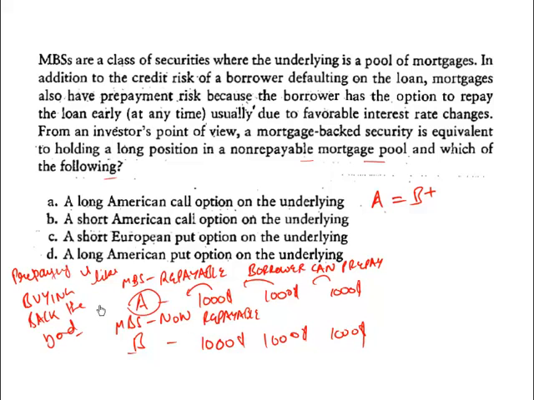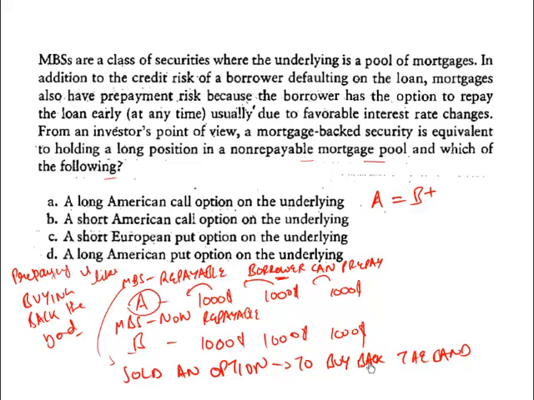That means you have given the borrower the option to buy back from you. Or in other words, you have sold an option, or you have given an option that allows the borrower to buy back the bond. The option to buy back or the option to buy from you is what option? Which option is the right to buy? It is a call option. You have given the right to buy to somebody else, that is the borrower. Hence, you have sold the option or you are short the option.